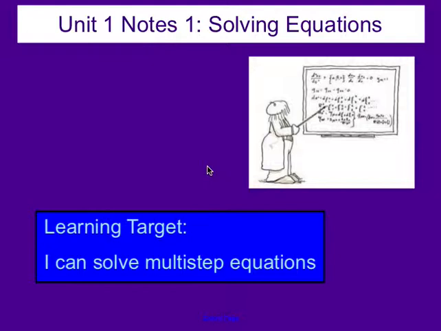So we are going to do Unit 1, Notes 1. So we are going to talk about solving equations. Now this is something you've done previously, probably in middle school, but we're also going to be just kind of reviewing it because you're going to need it for all of algebra this year. So let's go ahead and take a look.